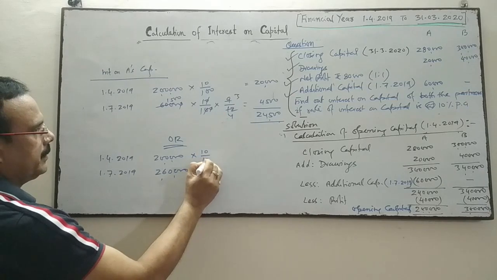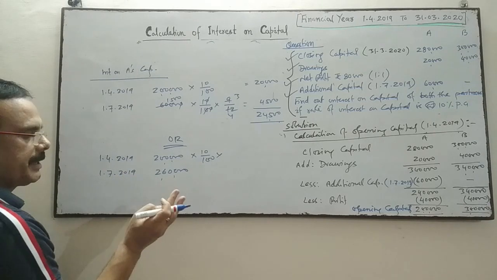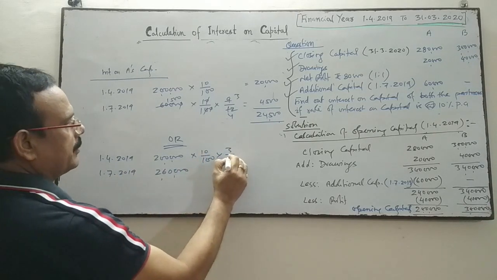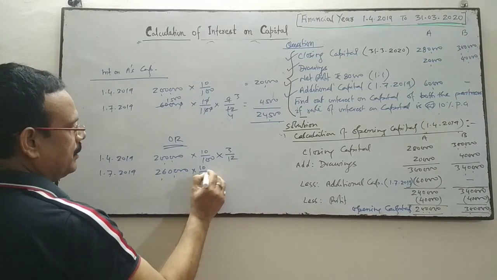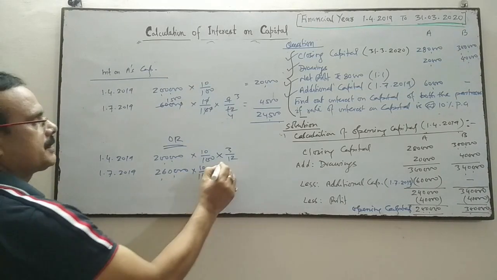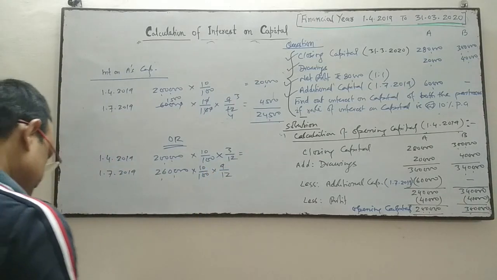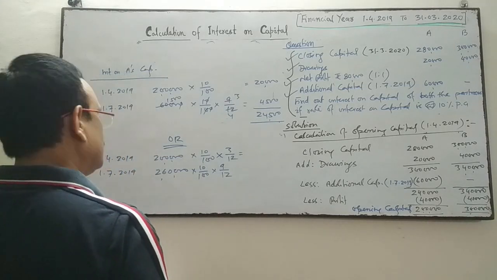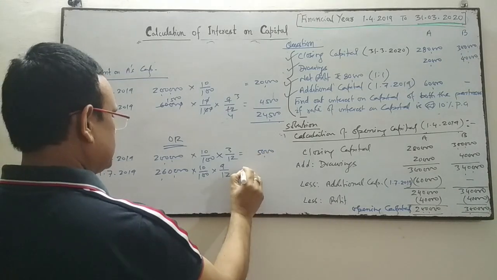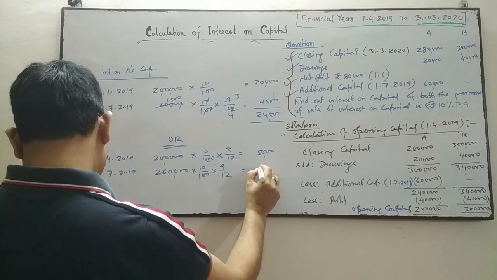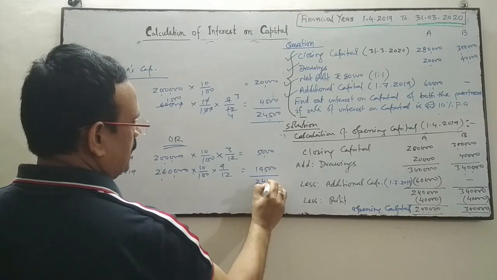10 by 100 into this 2 lakh is up to 1st July, means April, May and June, 3 by 12. And this 2,60,000 is used up to 31st March, 9 by 12. So it is 5,000 and this one is 19,500. So total is 24,500.